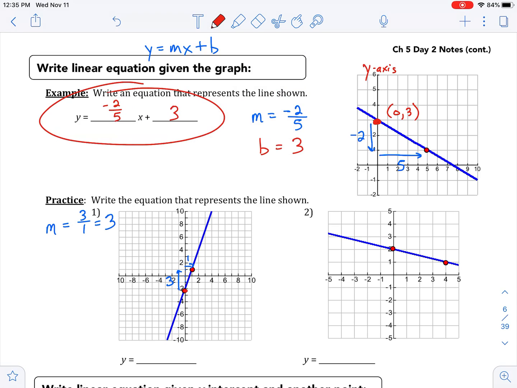If I look at this point right here, this point here is the y-intercept, which was 0, -2, which helps to tell me b is -2. If we want to write the equation in y equals mx plus b form, we are going to get 3x minus 2 is equal to y.